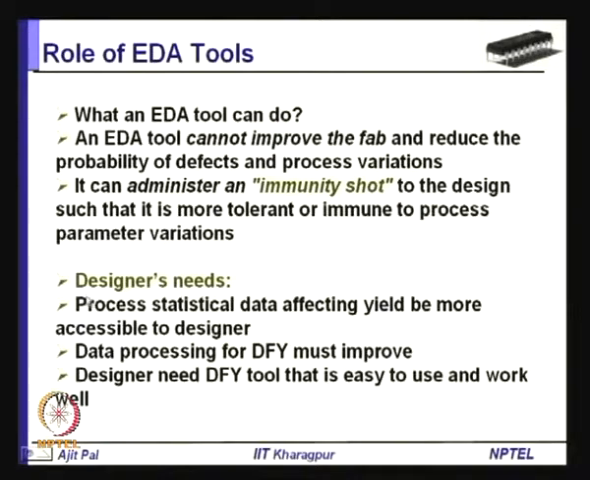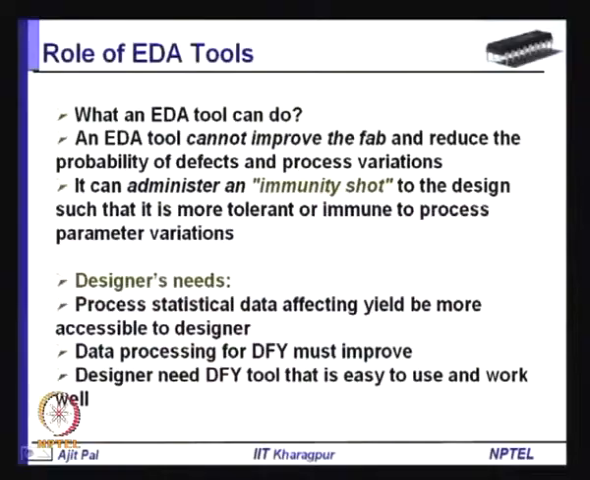And for this purpose, what the designers need is process statistical data affecting yield, and unfortunately, usually there is a communication gap between the fab houses. They keep some of their fabrication techniques or fabrication some secret. That means they don't divulge all the information of their fabrication to the designers, and as a consequence a kind of communication gap exists. And if the designer has to do proper design, then the process statistical data affecting yield must be more accessible to the designers.